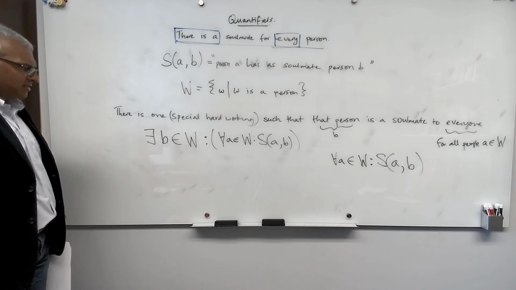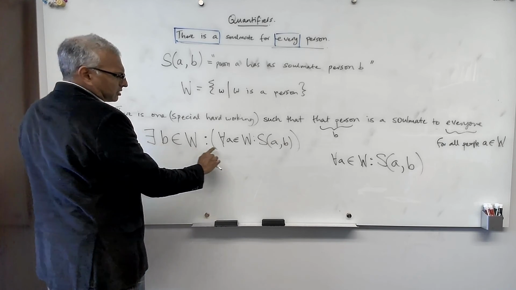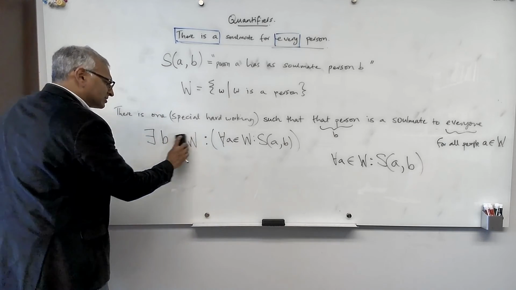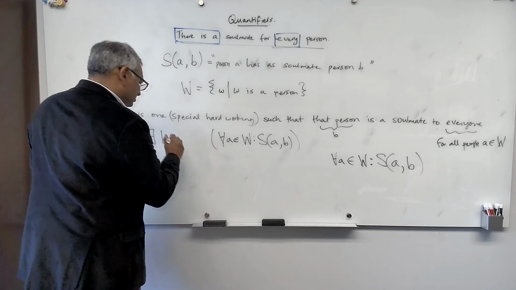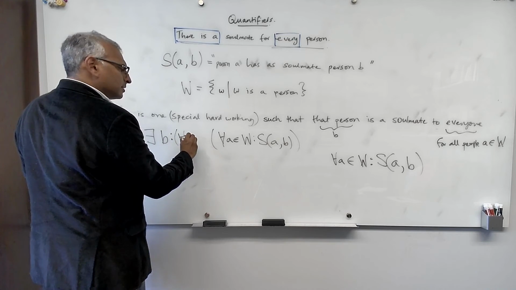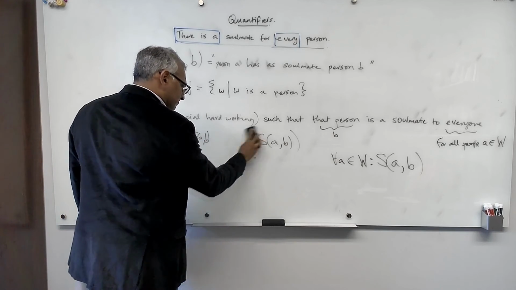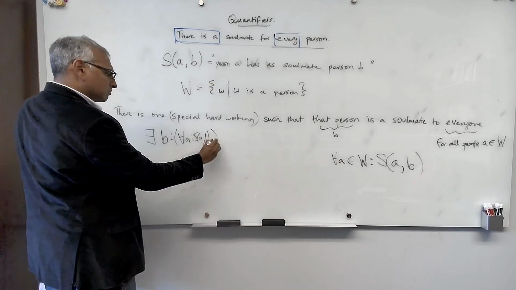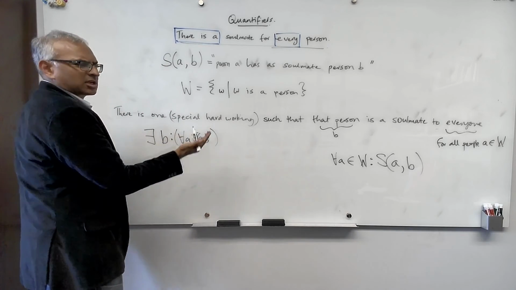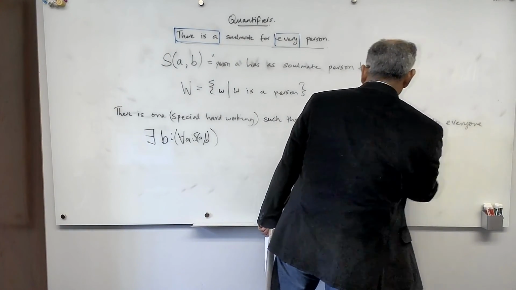representation in math. Now, very often, we just ignore the statement of the set we're talking about because it's obvious. So we will typically say there exists B such that, for all A, it is the case that S of A, B. So I'm just removing the set W from this picture because it's obvious that we're talking about people. Okay. Let's look at the other interpretation.